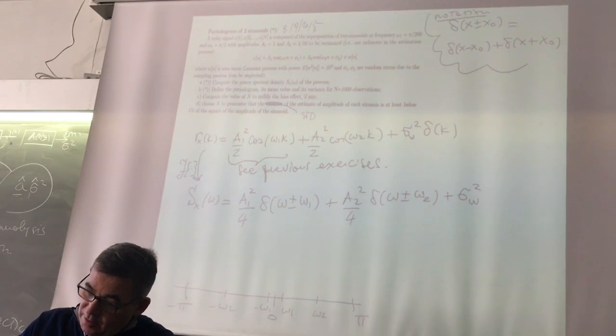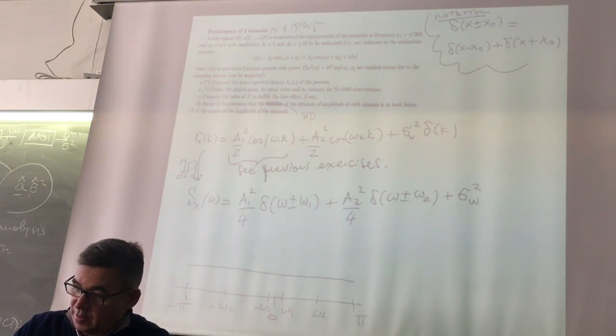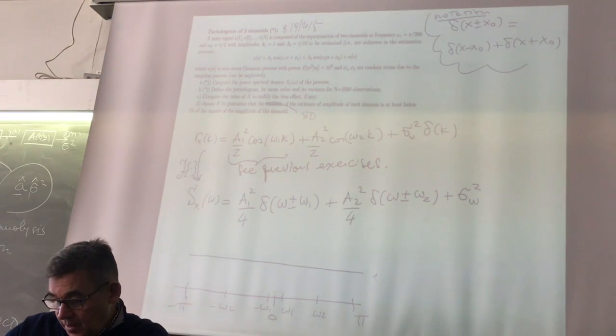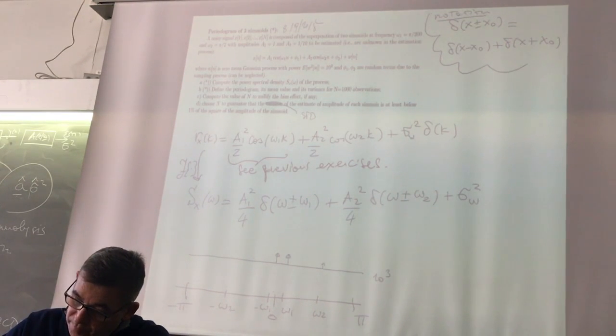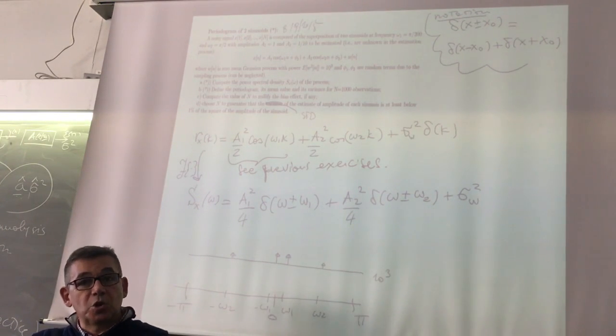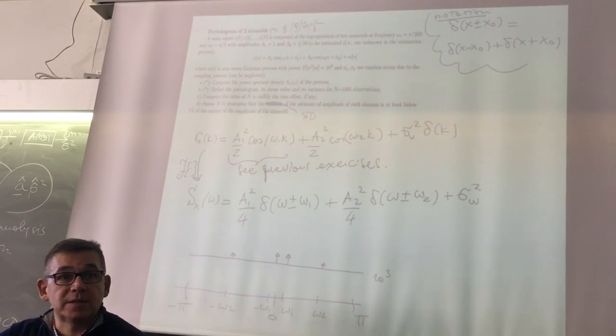Now the power spectral density noise level is 10 to the power 3, and the amplitudes are very small. Let me sketch it. It's a very big noise, that is 10 to the power 3. And then superimposed there is A1, which is 1, and then omega 2 is very small. So this is what we get. This is the true power spectral density.